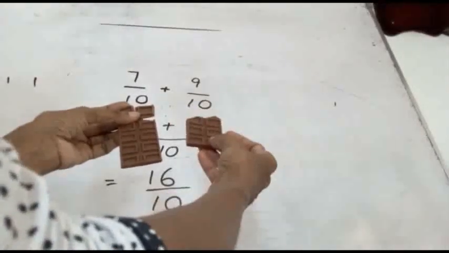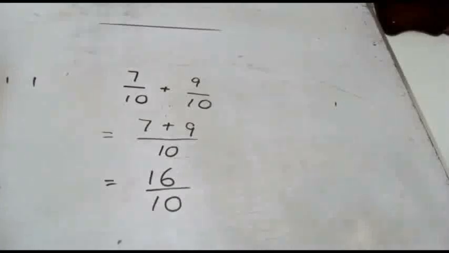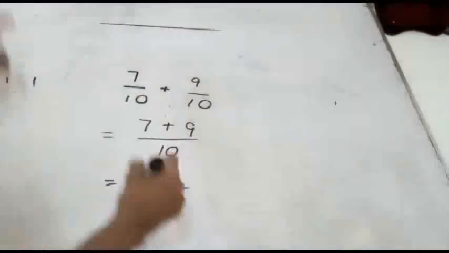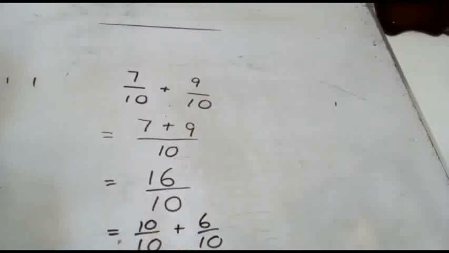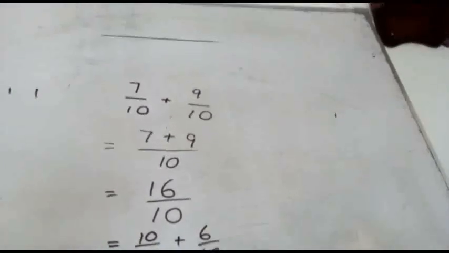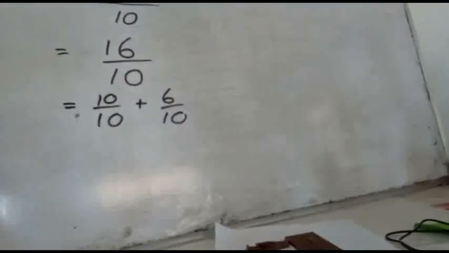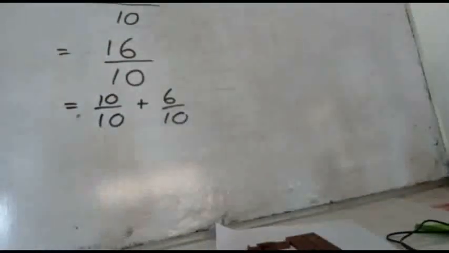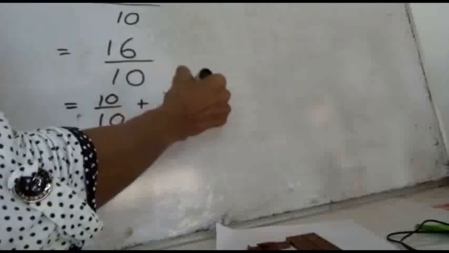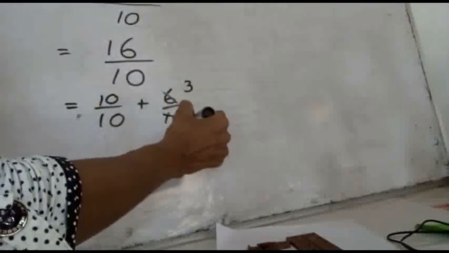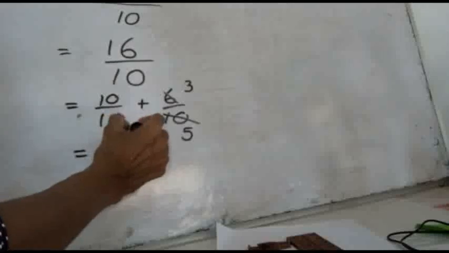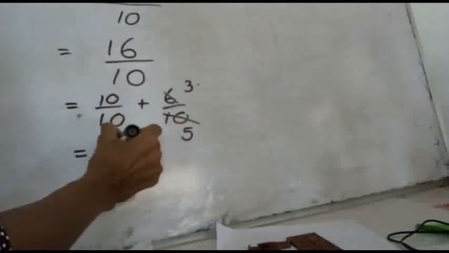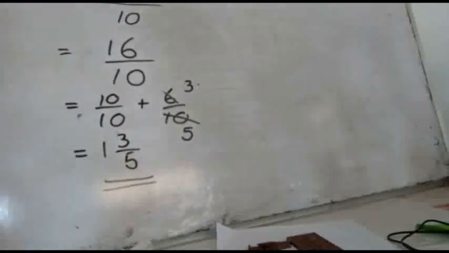Both 6 and 10 are divisible by 2. Here 10 over 10 plus 6 over 10. 6 divided by 2 is 3, 10 divided by 2 is 5. 10 divided by 10 is 1. 1 and 3 over 5 is the answer.